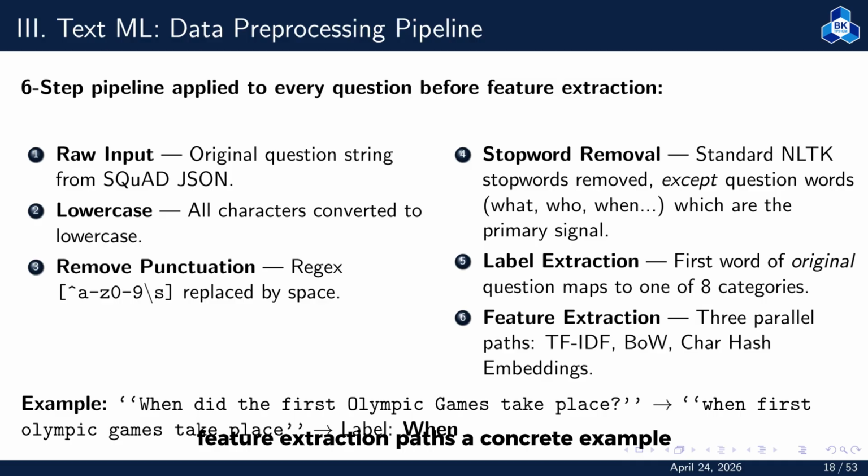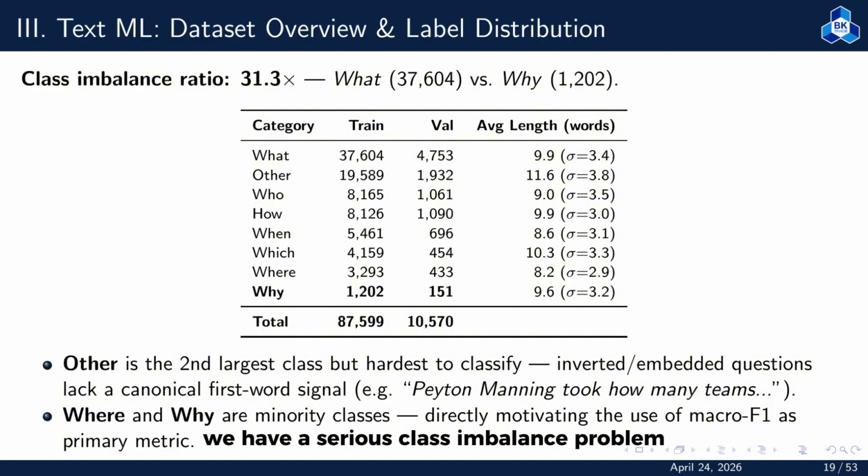A concrete example, the question "when did the first Olympic Games take place?" becomes "when first Olympic Games take place" after pre-processing and gets the label "when." Looking at the label distribution, we have a serious class imbalance problem, a 31:3 times ratio between the majority class what with 3764 samples and the minority class Y with only 2 samples.